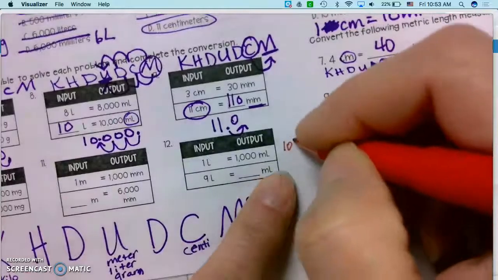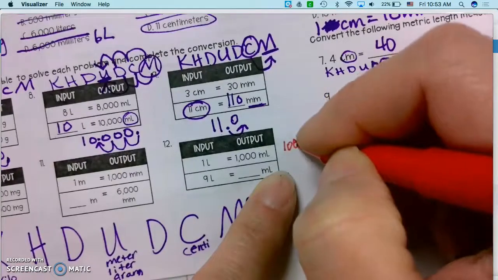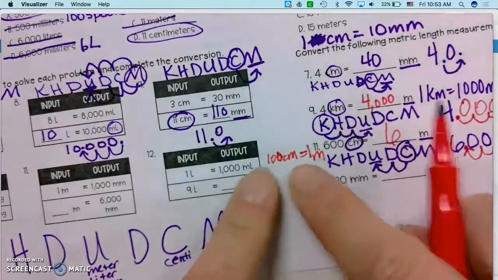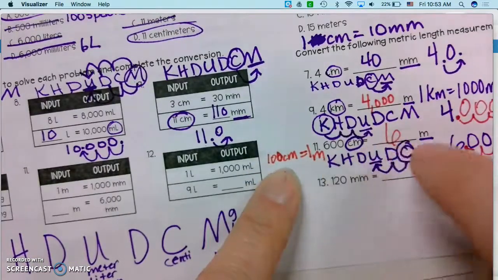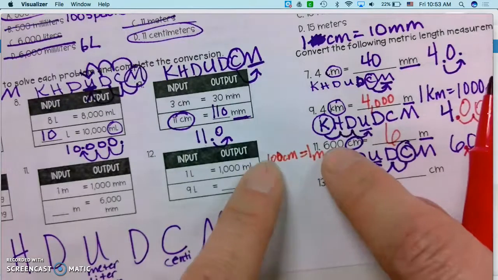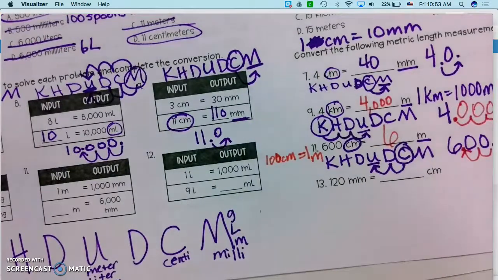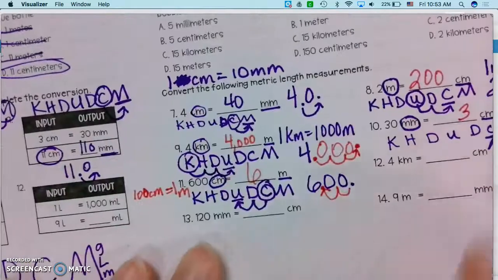And if you look at your chart, it takes 100 centimeters to equal 1 meter. So I know I need it to get smaller. I'm going to have to divide by 100. 600 divided by 100 would be 6. Let's look at number 12.